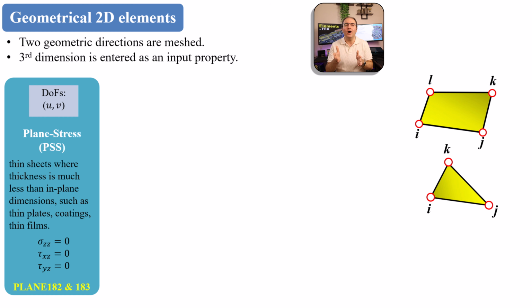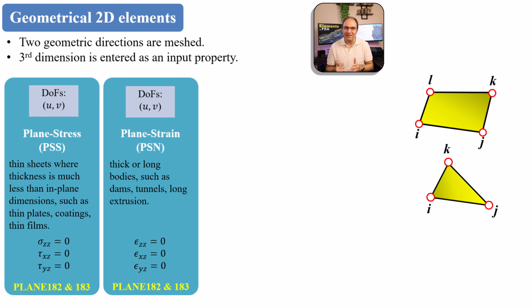Here, I assume all out-of-plane stresses have z-index. To use plane stress, the loads also need to stay in plane. Any out-of-plane load negates the plane stress assumptions. Second, plane strain elements. These also have U and V as degrees of freedom. They are used for long or thick bodies, such as dams, tunnels, or long extrusions. Here, all out-of-plane strains are assumed to be 0.